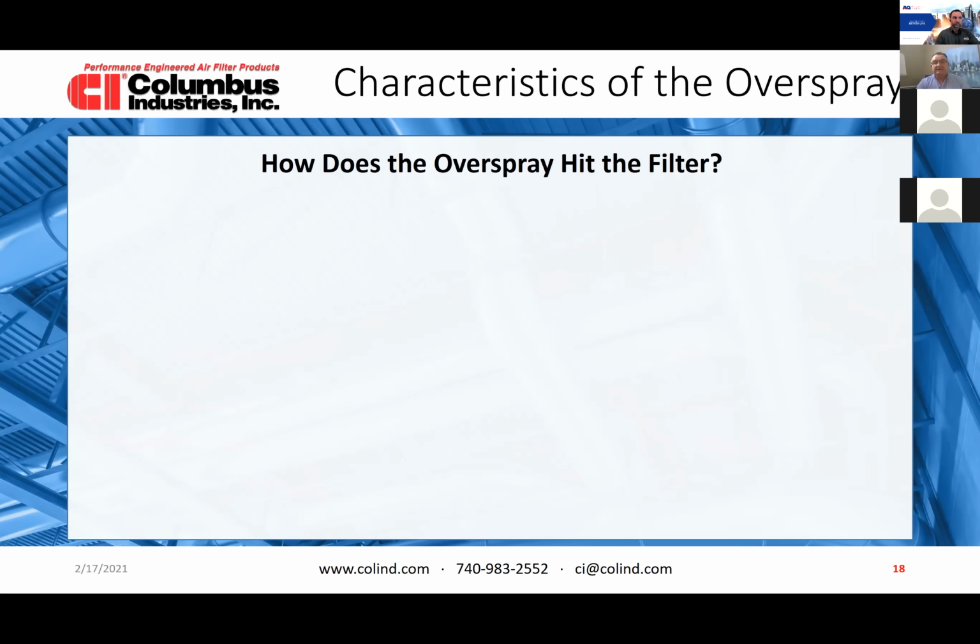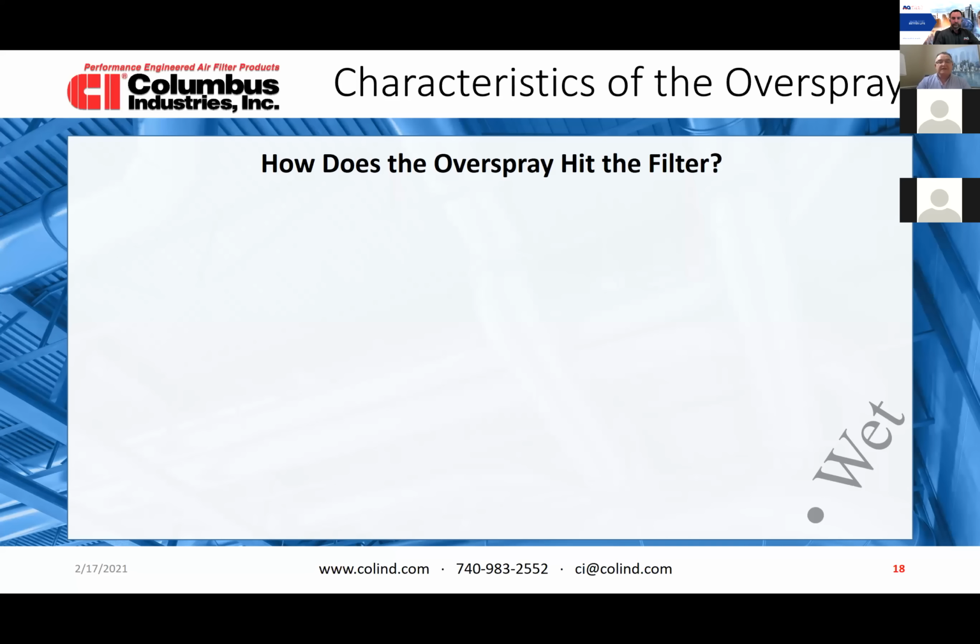The characteristics of the overspray itself. Okay, now we want to talk about the interaction between the mist and the filter. In other words, how does the mist hit the filter? How does the filter see the mist when it arrives at the front of it?